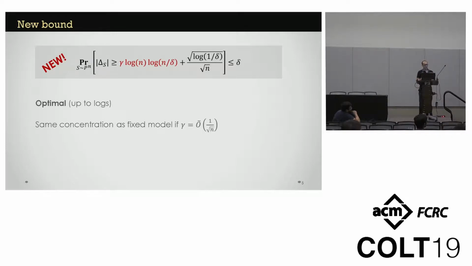And also, another way to think about it is that it gives the same concentration. Another way to think about this result is that as long as the stability parameter is at most 1 over square root of n, the estimation error is on the order of the sampling error. So this essentially solves the question of what are the generalization properties of uniform stability.